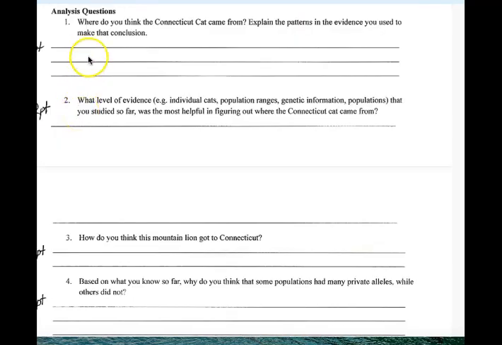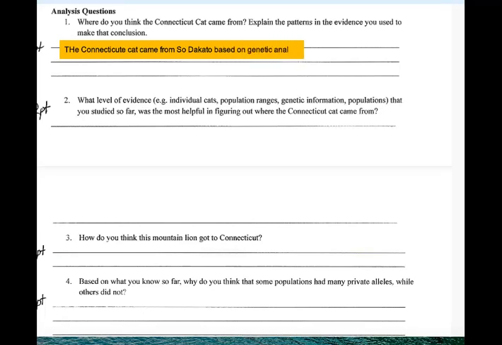Okay, so where do we think the Connecticut cat came from? Well, we already said this, right? We feel that the Connecticut cat came from South Dakota. So the Connecticut cat came from South Dakota based on genetic analysis of DNA markers.